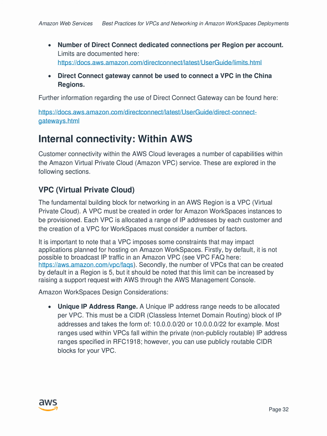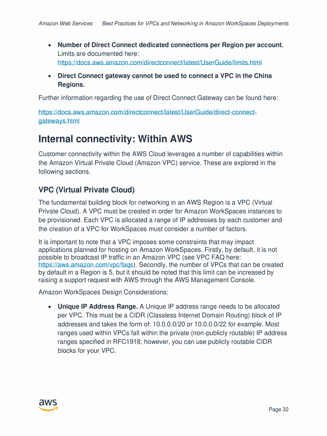VPC, Virtual Private Cloud. The fundamental building block for networking in an AWS region is a VPC, Virtual Private Cloud. A VPC must be created in order for Amazon WorkSpaces instances to be provisioned. Each VPC is allocated a range of IP addresses by each customer, and the creation of a VPC for WorkSpaces must consider a number of factors.